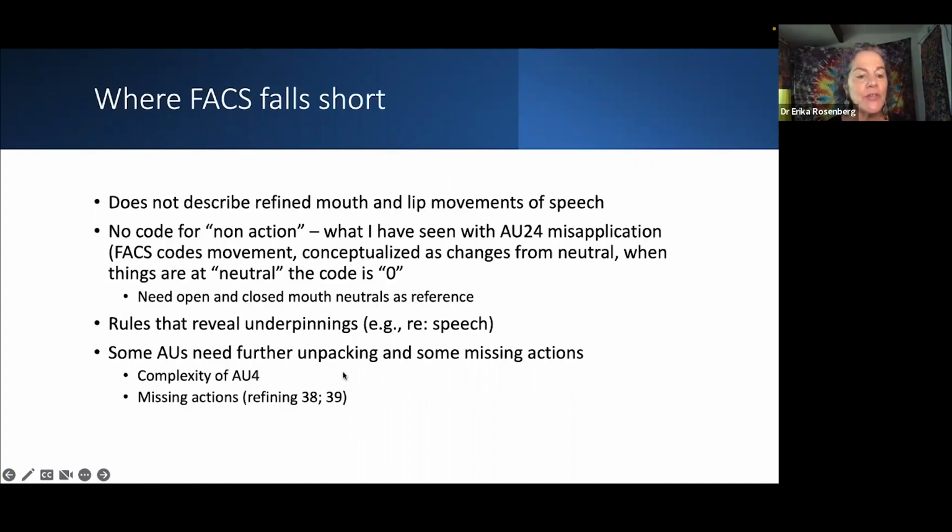This bullet point, I already made the point. Some AUs need further unpacking, and there are some missing actions that we're going to be getting to in the revision of the manual. I'd like to quickly go to some state-of-the-art faces and show you how they work.